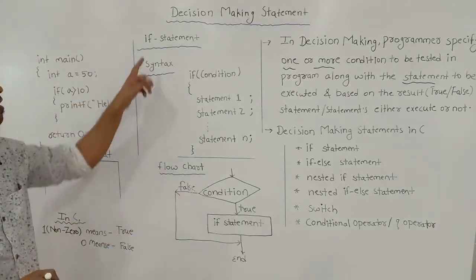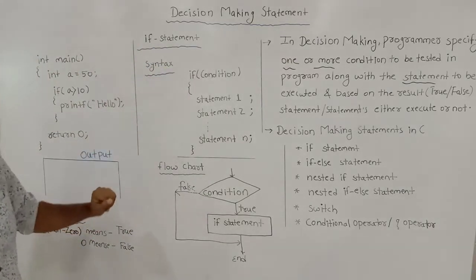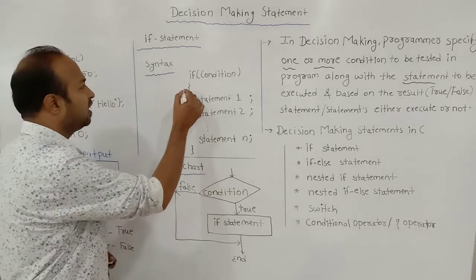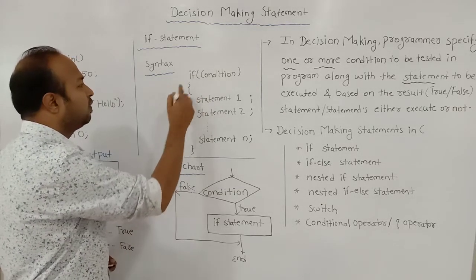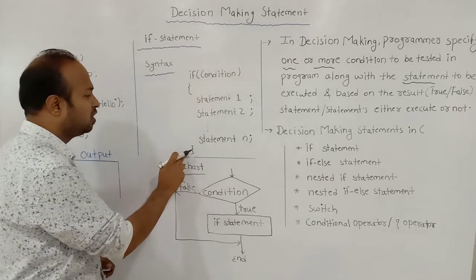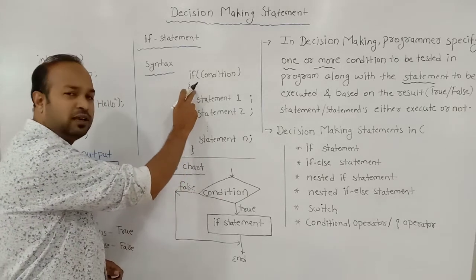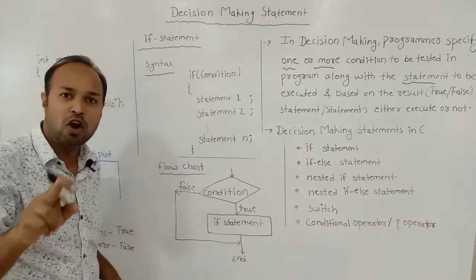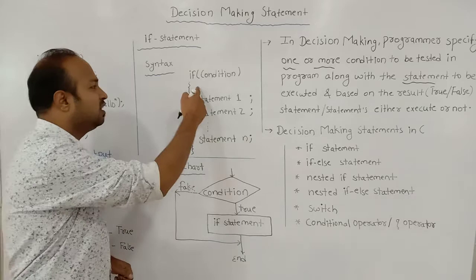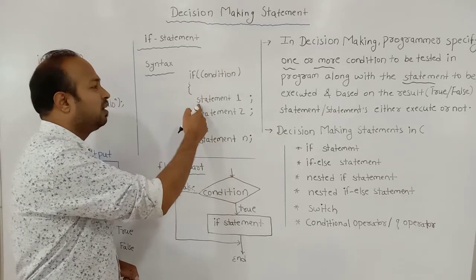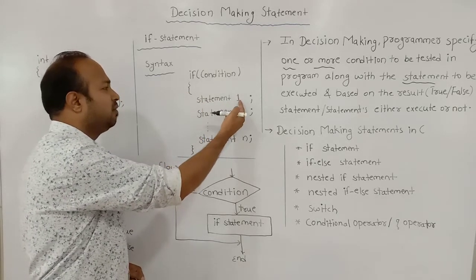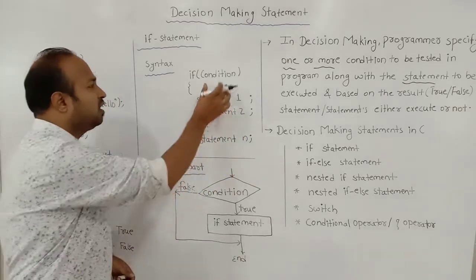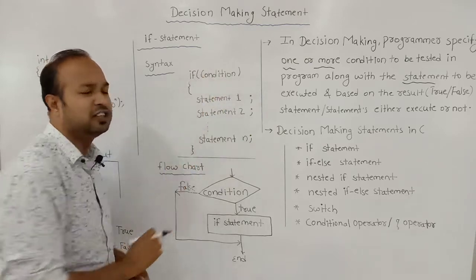Now first check the if statement. Here is the syntax of the if statement. Where the if statement starts, first of all we will write if and an opening curly bracket and a closing curly bracket. Means the if statement starts here and ends here, and it is called the body of the if statement. And within the if statement we will write statements, for example, statement 1, statement 2, statement 3 up to statement n. And within the round bracket we will write the condition.